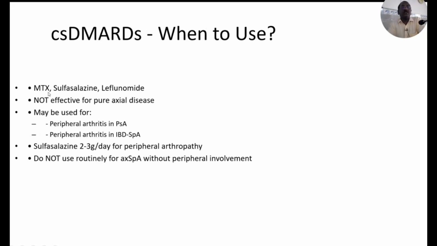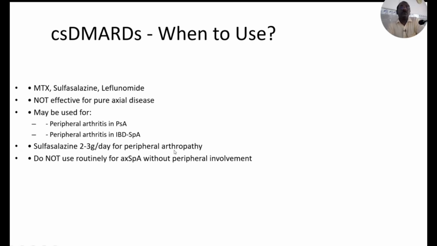Now the conventional synthetic DMARDs, when to use them: not effective for pure axial disease, but these are the drugs of choice in rheumatoid arthritis. In rheumatoid arthritis, even today, methotrexate is the treatment of choice all over the world. So use a lot of methotrexate and leflunomide in rheumatoid arthritis, but not in ankylosing spondylitis or spondyloarthritis. They are not that effective. They may be useful for peripheral arthritis, in psoriatic arthritis, or peripheral arthritis in inflammatory bowel disease.